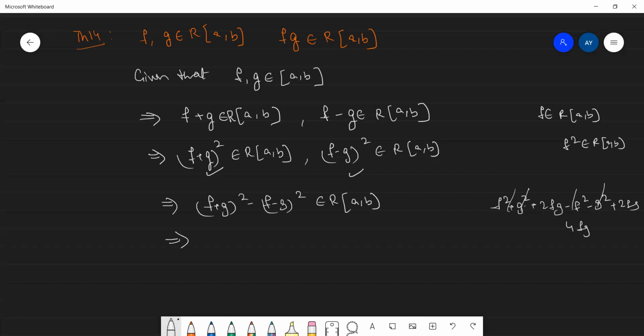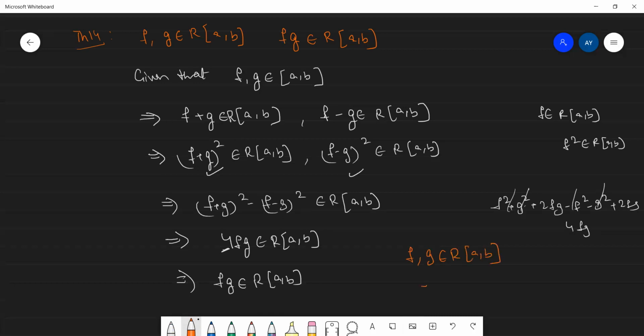So in the next step, we can conclude that this 4fg also belongs to the Riemann integral of [a, b]. Then, as 4 is a constant, we can tell f into g belongs to R over [a, b]. So what is it that we have shown? We have shown that if f, g belong to the Riemann integral over the closed interval [a, b], then f into g, that is the multiplication, also belongs to the Riemann integral of [a, b].